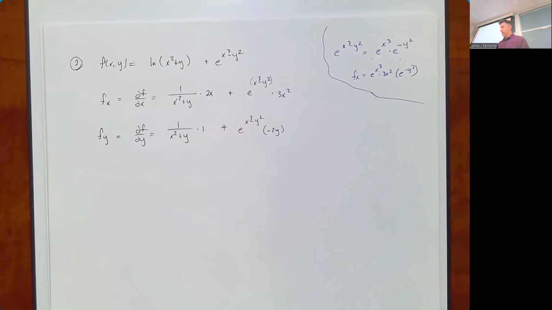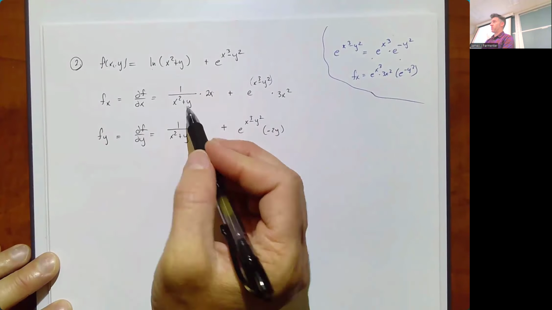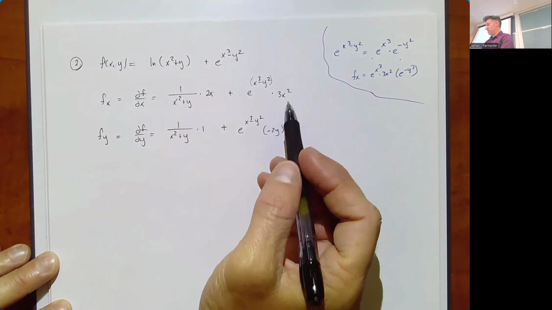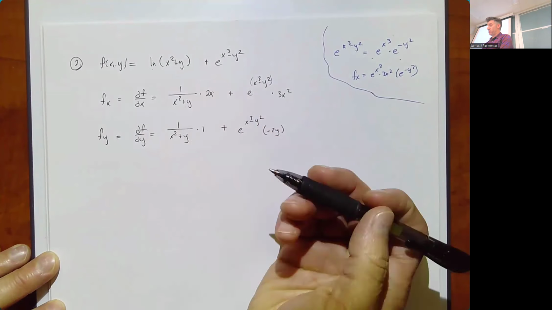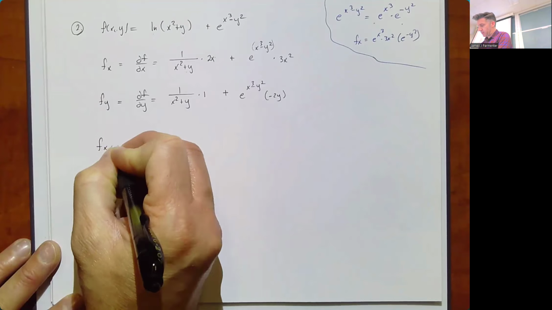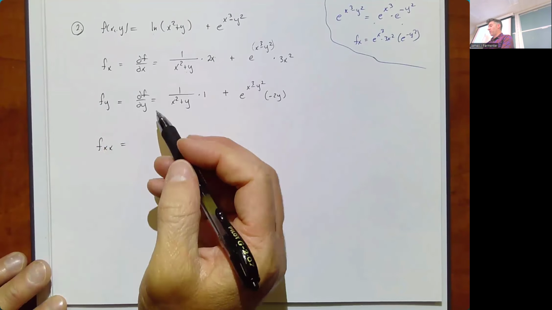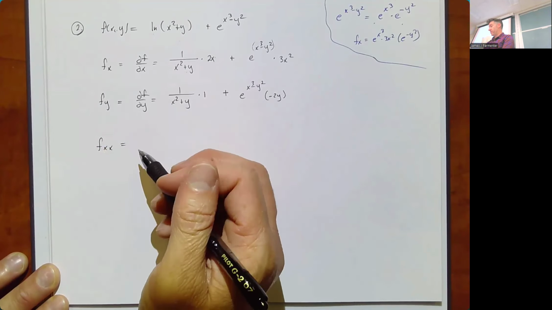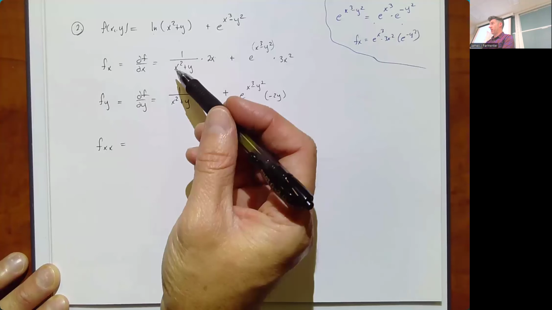But now when we start finding the second partials, it's going to be a bit more complicated because I'm going to rewrite these just slightly. I'm going to think of this as 2x over x squared plus y. And I'm going to have to use the product and the quotient rule, so it's going to get a little bit messy here. So let's find fxx. I don't really want to write down the derivative of the derivative. I'm just going to look at this first derivative and start taking its derivative.